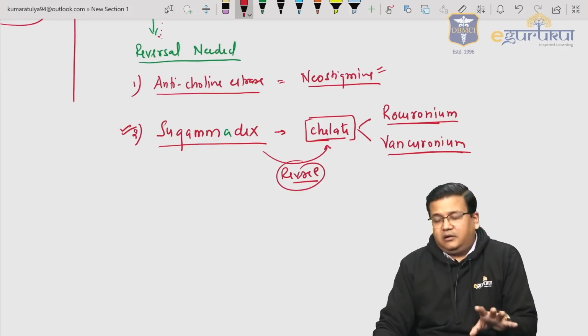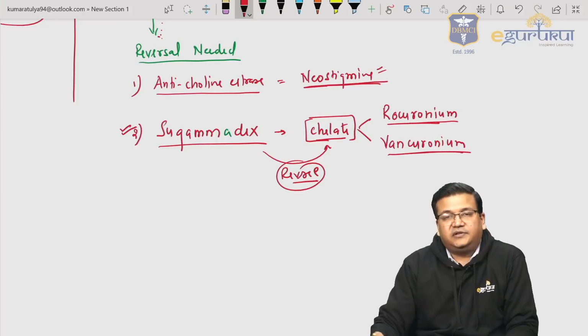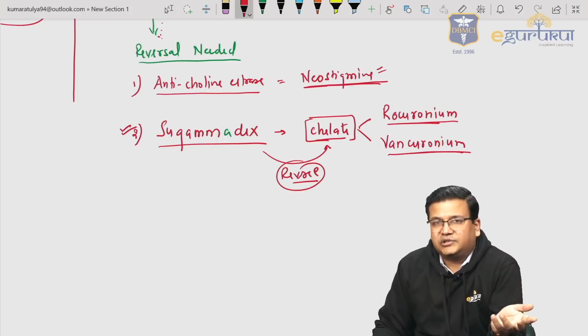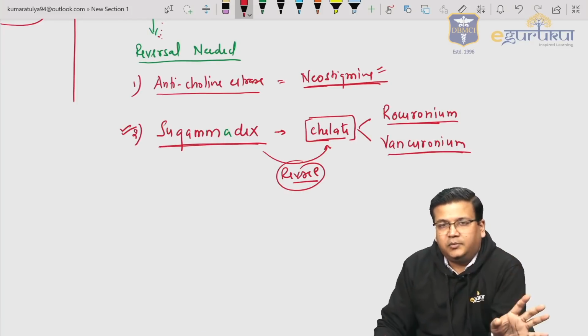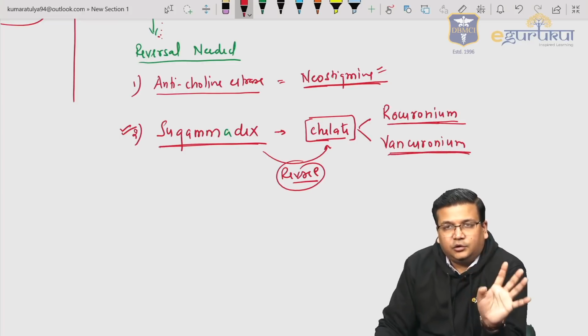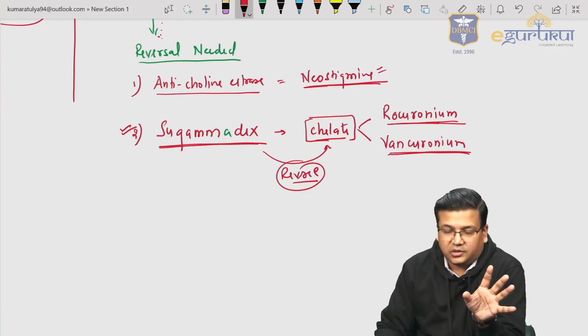This is a new drug which will not produce the cholinergic side effects seen with neostigmine. Neostigmine will increase acetylcholine, and acetylcholine can act on muscarinic receptors, leading to muscarinic side effects. Sugammadex will have no such problem. If reversal of rocuronium and vecuronium is needed, we can simply give Sugammadex. It will simply chelate these two drugs.